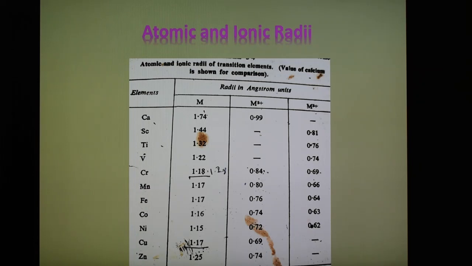Hence, for a given element, the radii decrease in the order that the metal has a higher value than M2+, and M2+ has a greater value than M3+. So these are the general trends. Now there is also variation of atomic radii and ionic radii in the period and in the group.